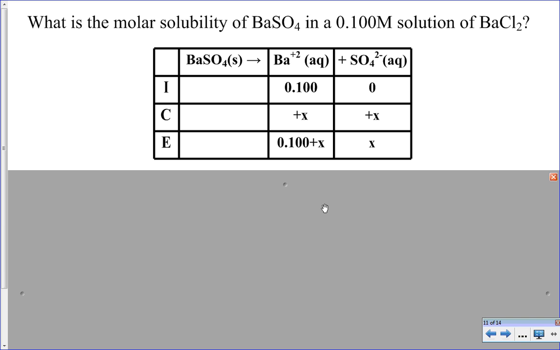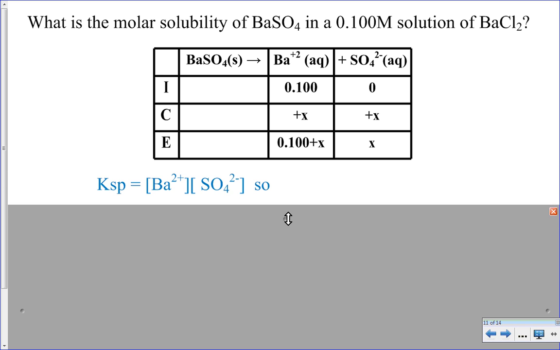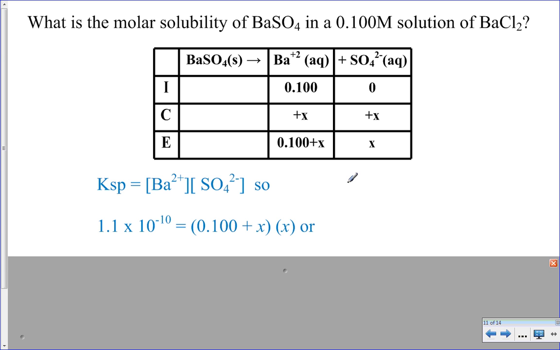So the expression I'm going to evaluate is a 1-to-1 relationship. I know the Ksp, I got that from my table at the front of the package, or I would look it up in the back of a book or something. And here it comes again.